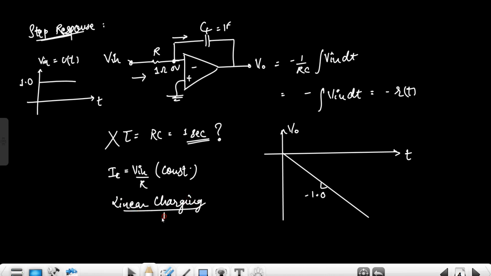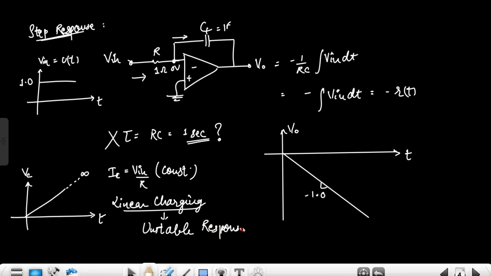Linear charging is an unstable response, right? Because the capacitor voltage will keep increasing like this, so at infinite time it will be infinite. So this is the unstable response, and that's why the time constant of the circuit is not defined. For an unstable system, the time constant is never defined. So our answer should be that the time constant is not defined or does not exist, right? This is the good point, that the time constant of the ideal integrator circuit is not defined.